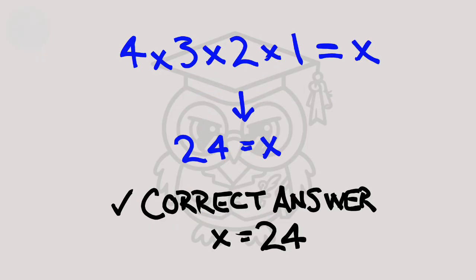Now we can do the final arithmetic step by multiplying the remaining factors together. 4 times 3 equals 12, and 12 times 2 gives us 24. Multiplying by 1 keeps the value identical at 24. This gives us our final total of 24.